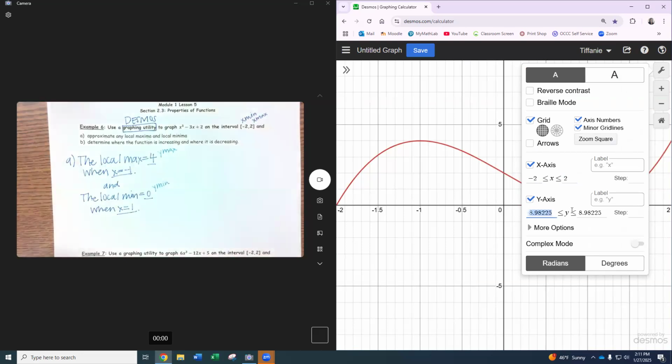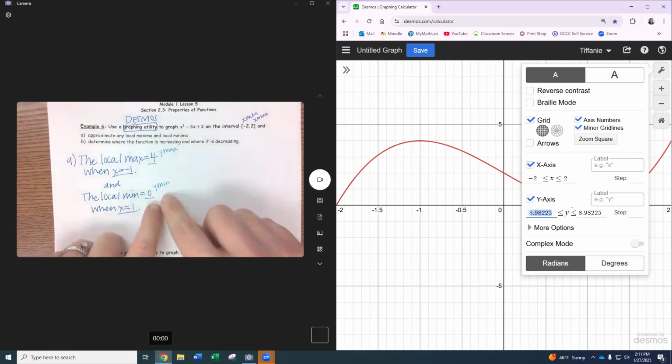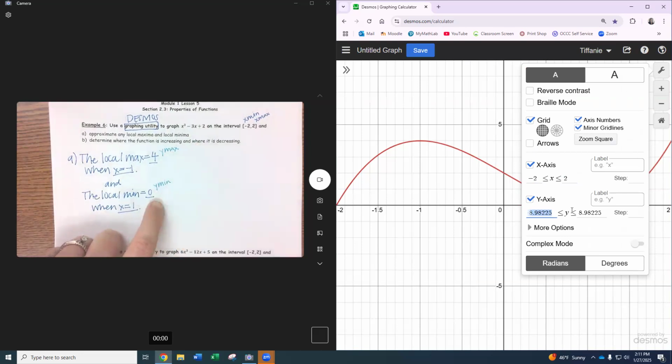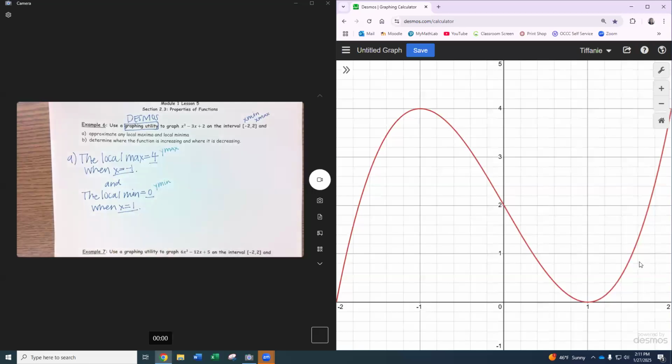And then because I know my Y max and min, I'm going to change that as well. So I'm going to go Y min. I'm going to go a little bit lower, so maybe -1. And then I'll go a little bit higher of 5. Okay, so here's my graph.